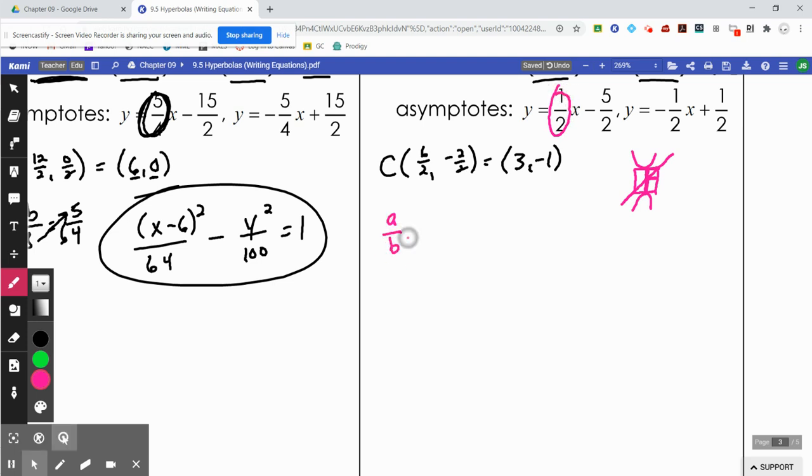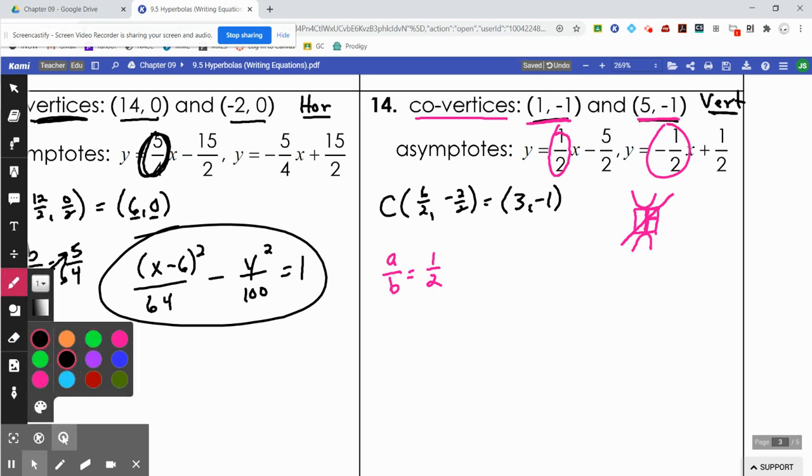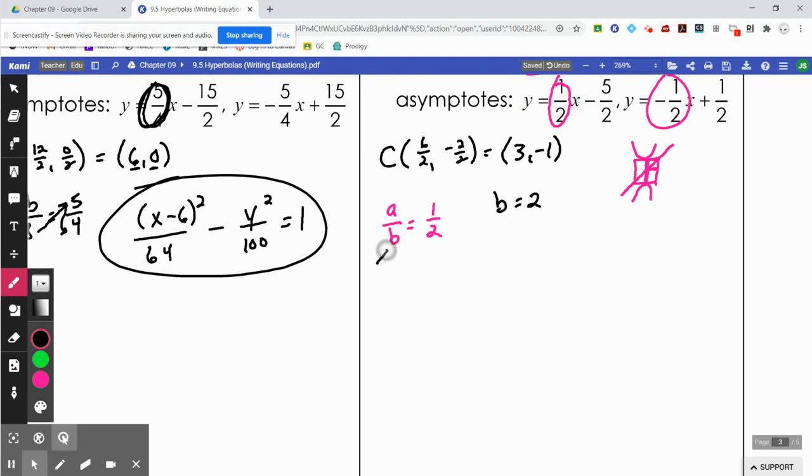A over B is going to be equal to 1 over 2. Now, or you could do negative A over B is equal to -1 over 2, but you're going to get the same thing. So A over B is 1 over 2. So let's figure out what A is and what B is by using this again. Half the distance between your covertices, since it's covertices, will be your B value. The distance from (1, -1) to (5, -1) is 4. So your B value is half that distance, which is 2. So since your B value is 2, can I say B is 2 and A is 1?